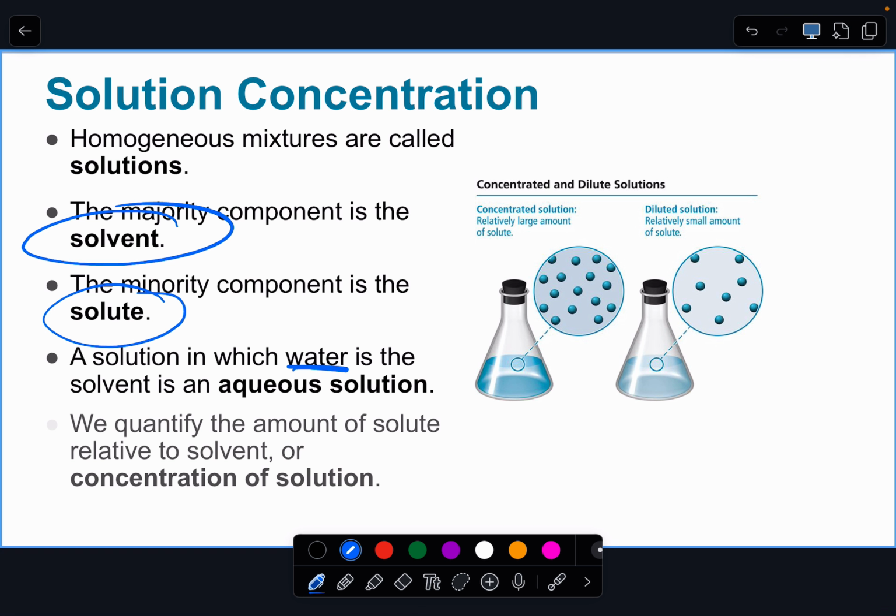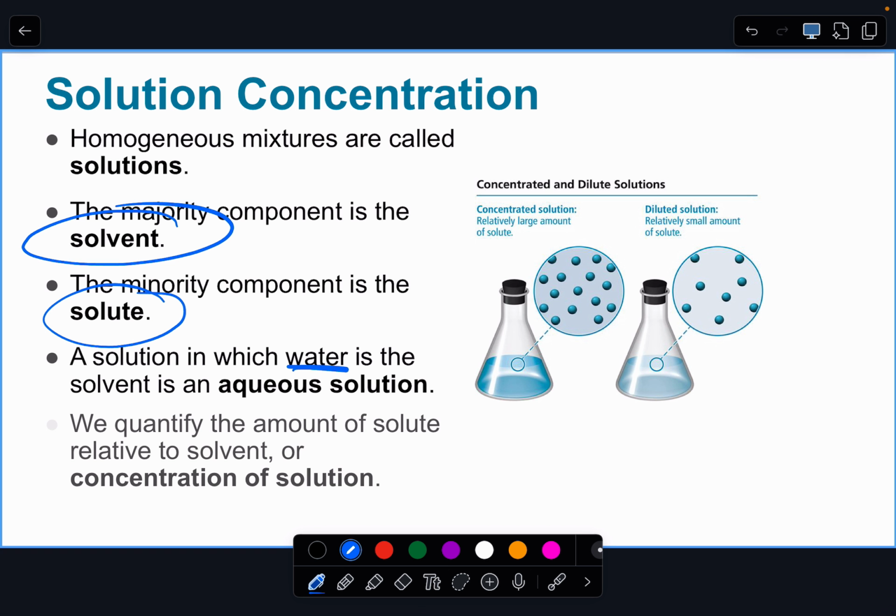So you add sugar into your tea. Let's pretend the tea is mostly water. The water is the solvent, the sugar is the solute. Or you add a Kool-Aid packet into water. The water's the solvent, the Kool-Aid, the sugar, the flavors, the colors, those are the solute.